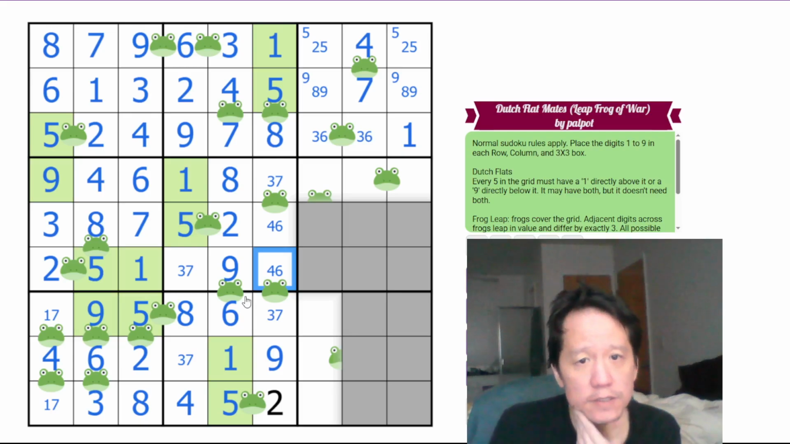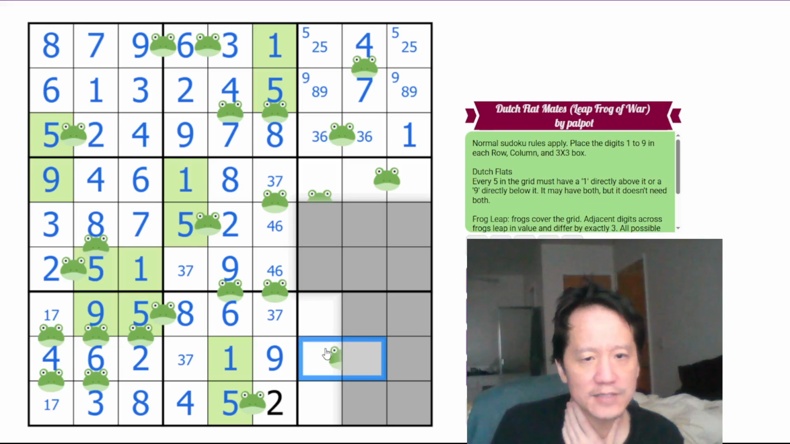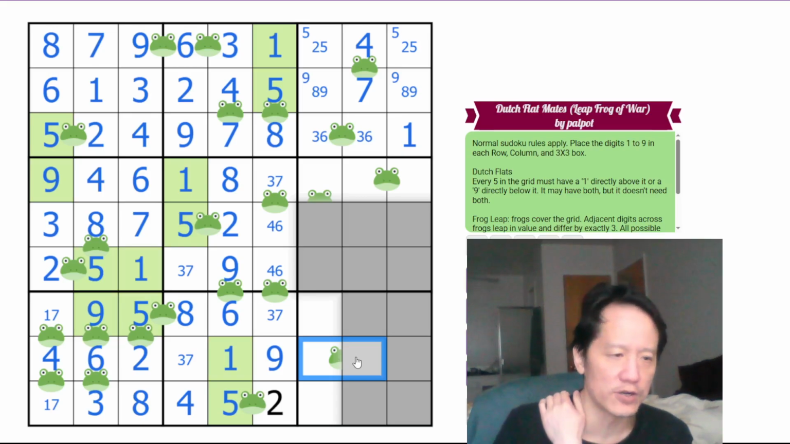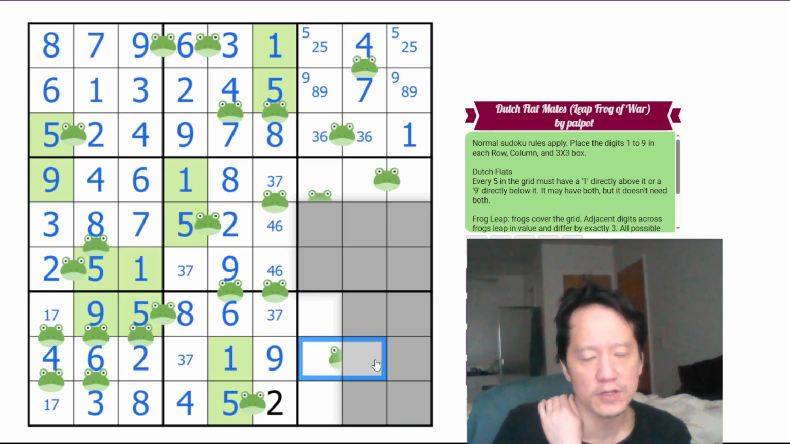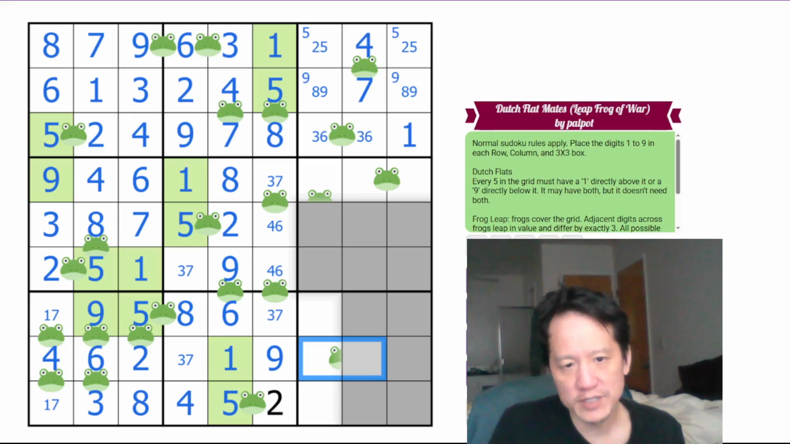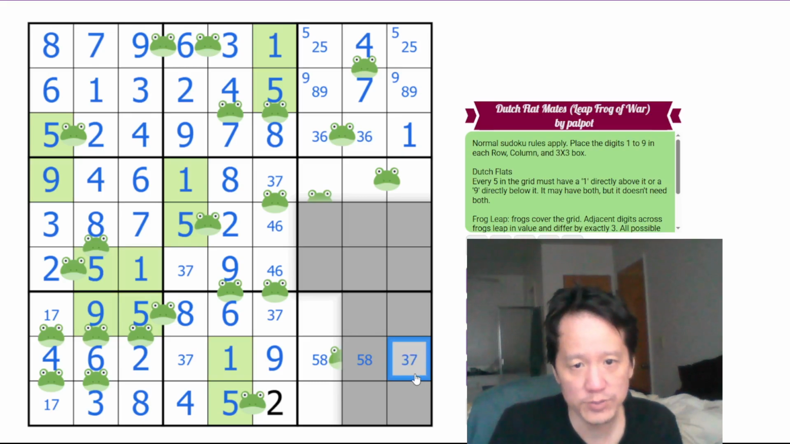Let's see. What digits can be here? One of these has to be a 5, because 4 and 6 are not allowed. So therefore you won't have any digits that are 3 away from each other specifically here. So this must have a 5 then with a 2 or 8. It cannot be 2 because 2 is already in the row, so this must be 5 and 8. This then must be 3 or 7.